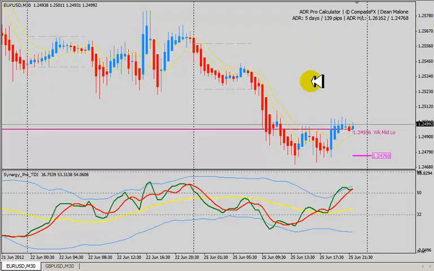And what you want to do is set your stop either about halfway into the move or on the other side of the Asian session. And we get this nice move to the downside.